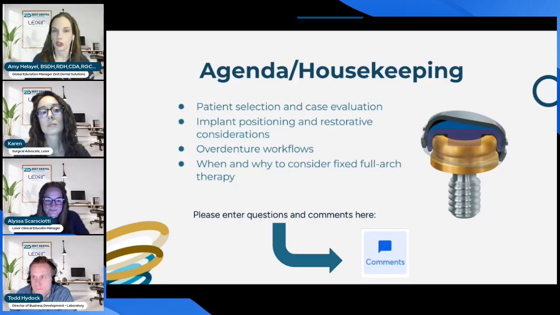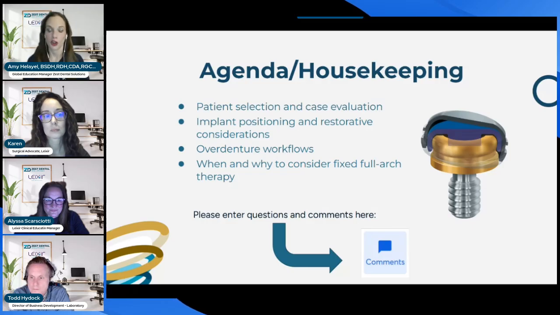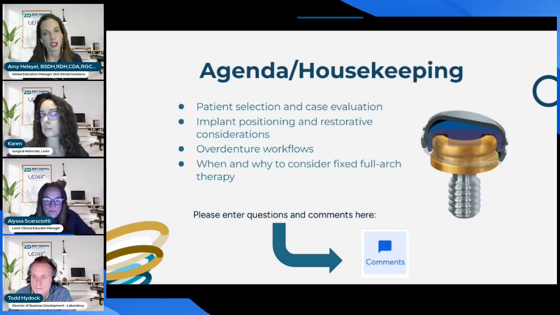We're going to do a little intro as to what our next two webinars are going to be, where we transition into fixed full arch and then talking about our digital and laboratory workflow. But tonight is all about overdenture and overdenture therapy. I'm going to be talking about patient selection and case evaluation, implant positioning and restorative considerations, some overdenture workflows, as well as why to consider overdenture versus fixed full arch therapy.